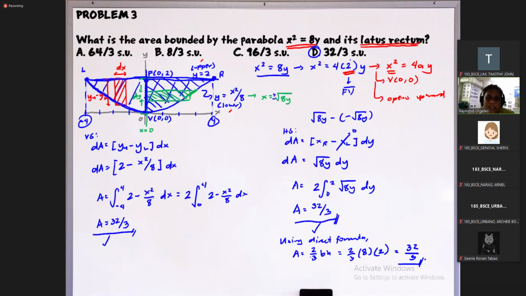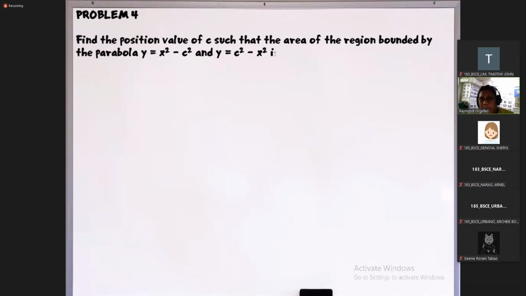So let's try another example. We have, find the positive value of c such that the area of the region bounded by the parabolas y is equal to x squared minus c squared and y is equal to c squared minus x squared is equal to 576. Dito kayo na yung bahala kung gusto nyo gumamit ng integration. Pero itatry natin itong isolve using just the direct formula, kasi simple lang naman yung equation, or simple lang yung magiging solution natin dito.